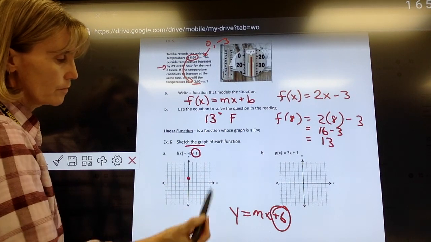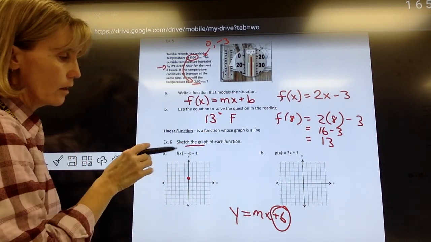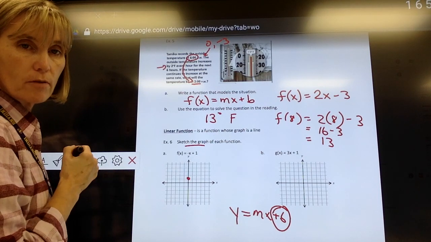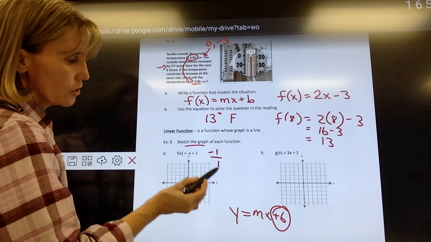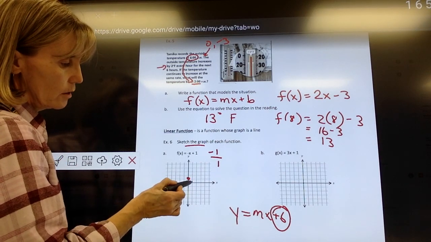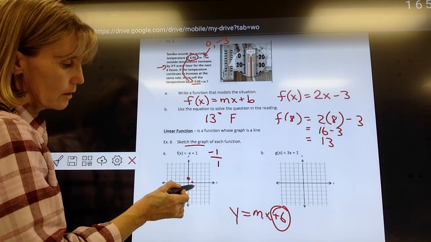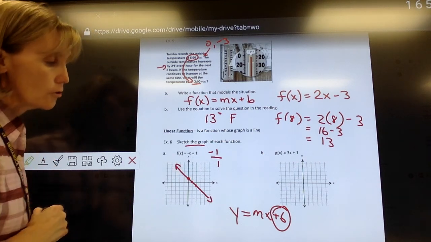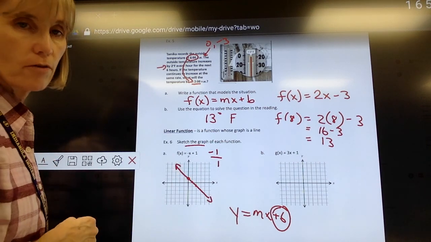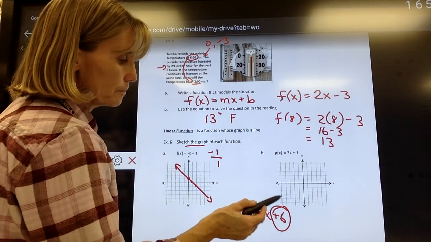That's my first point. And then what's the slope of that line? What's the value in front of x? The value in front of x is negative 1. So if I make that into a fraction, that tells me I'm going to go down 1 and to the right. And there's your function. There's your linear function. It's the graph of a function.